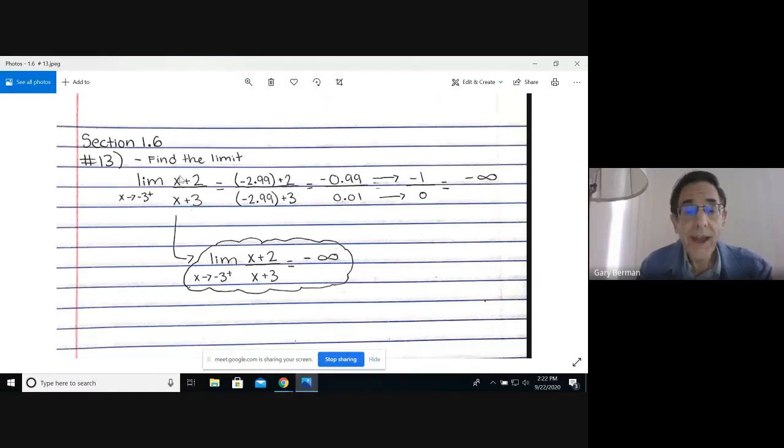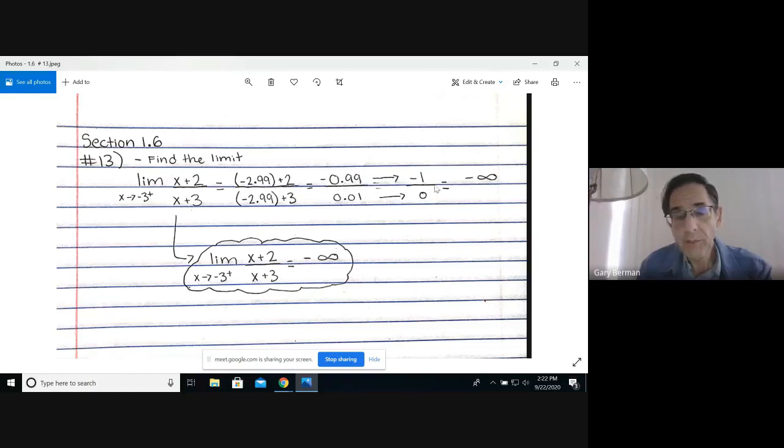So we already know the top is going to -1. The bottom is going to 0. That means we're going to get an infinity in the answer. But from what we just argued here, we know the top is minus and the bottom is always going to be plus. So it's going to be minus infinity. Okay?